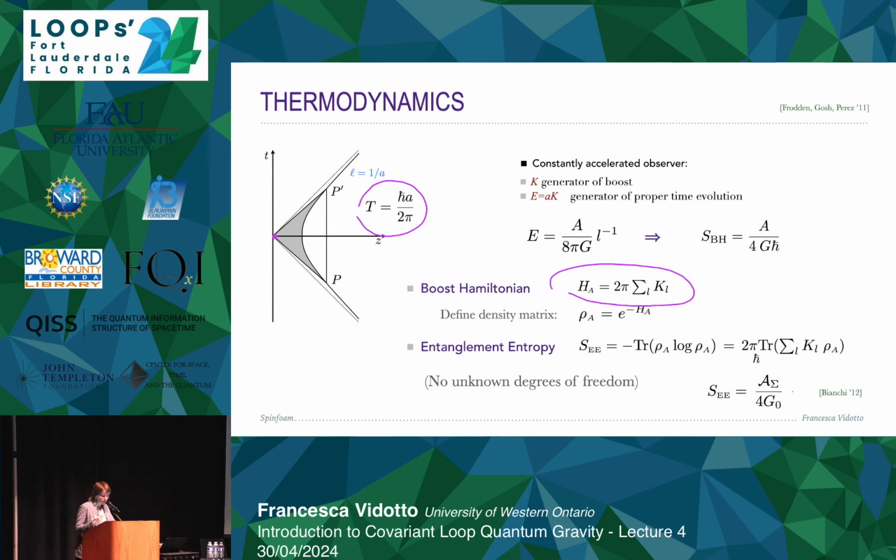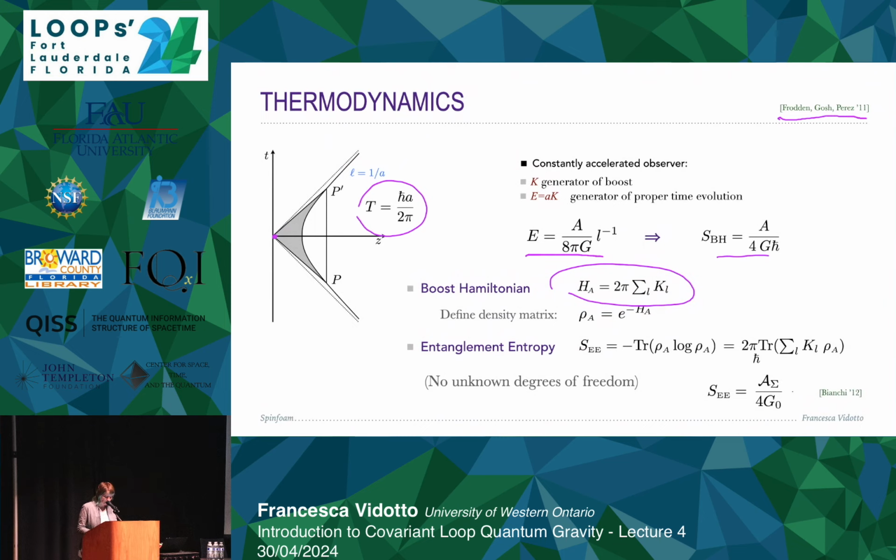What these calculations were showing us were a number of interesting things. First of all, the fact that you didn't have to fix the value of the Barbero-Immirzi parameter to define a black hole entropy, because you could work simply in this way, using these relations here.